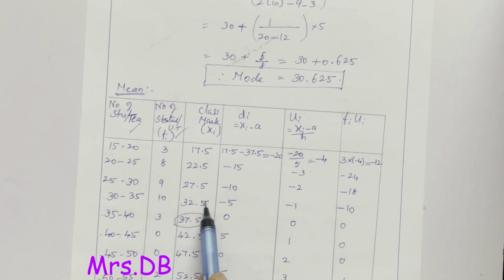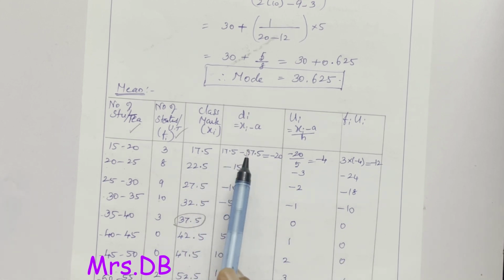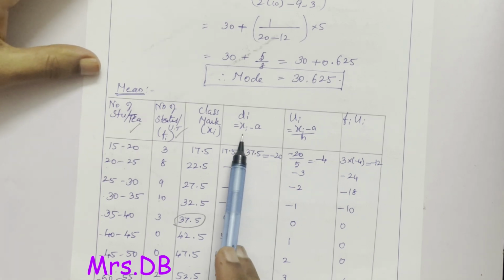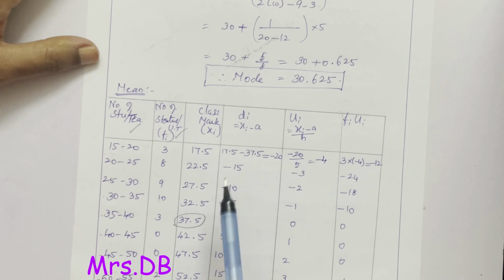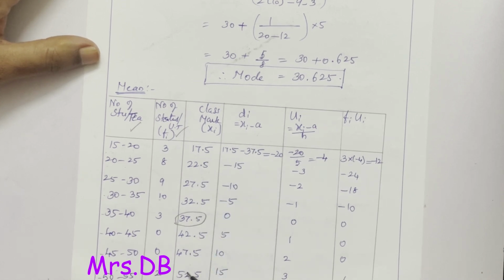See Fi and Xi. Xi is a little bit larger, a two-digit number also, so it will be harder to multiply these two numbers. So we can reduce Xi, that is, we can calculate Di. Di is Xi minus A. What is A? A is the assumed mean. The middlemost value in Xi is the assumed mean.